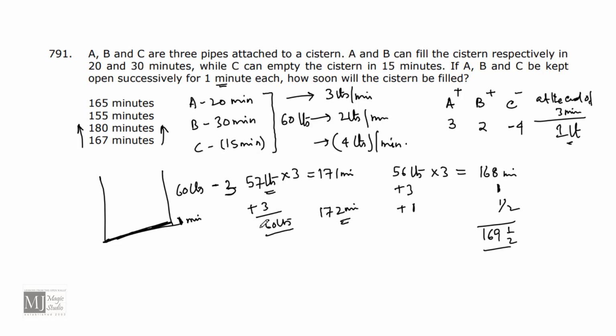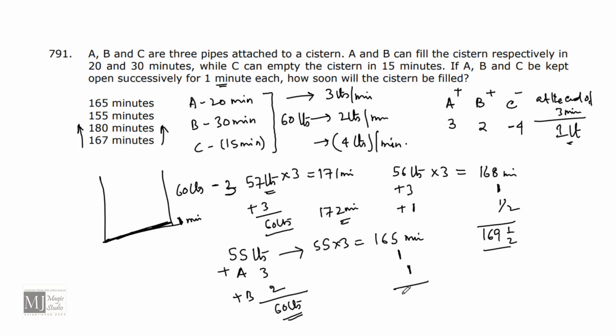No options. That means what? We need to keep on trying moving backward. Give me in how much time 55 liters would be there in the tank. 55 liters would be there in the tank in 165 minutes. Then A will come and add 3 liters in the next 1 minute. Then B will come and add 2 more liters in the next 1 minute. 60 liters would be there in the tank by the end of the 167th minute. Answer is 167.